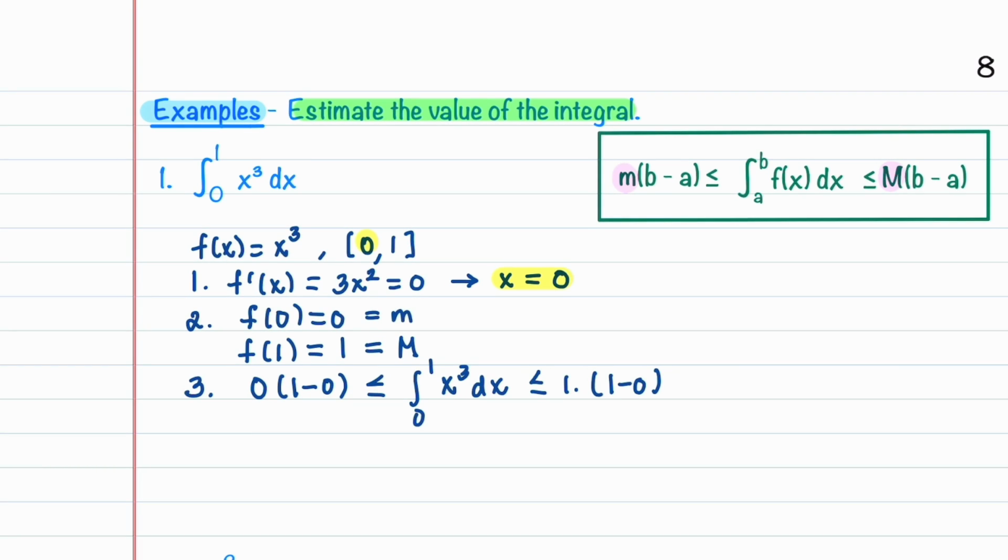So we can say that 0 is less than or equal to our integral from 0 to 1, x cubed dx, which is less than or equal to 1. Our answer is then that this integral is greater than or equal to 0, but less than or equal to 1.